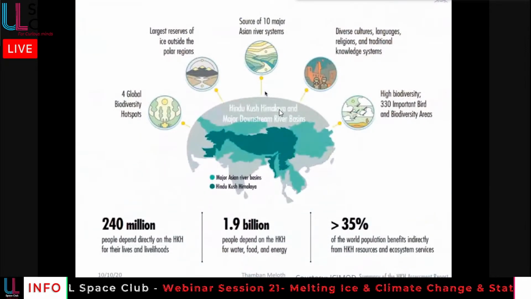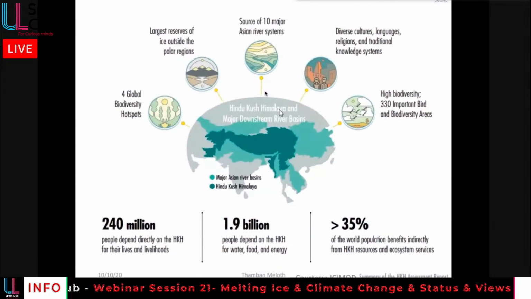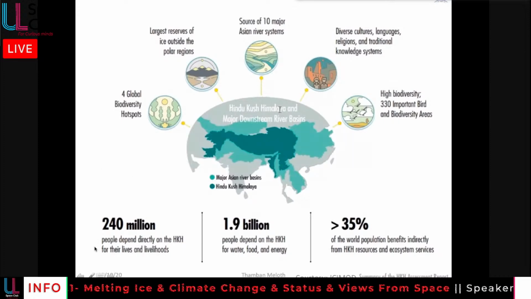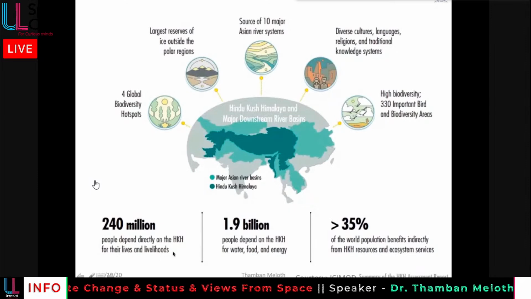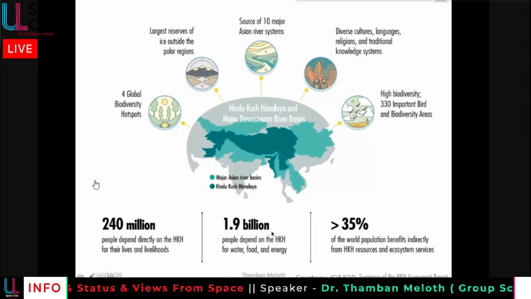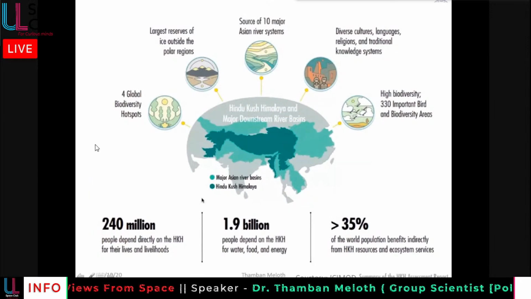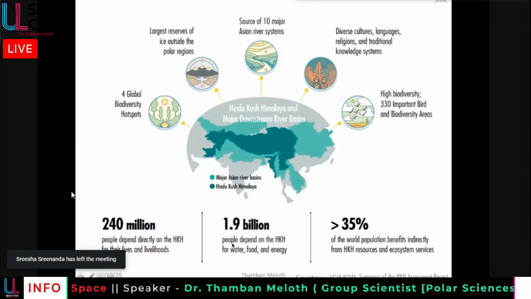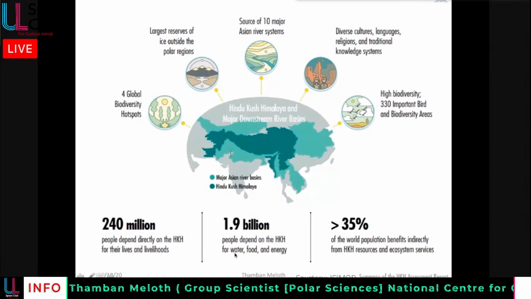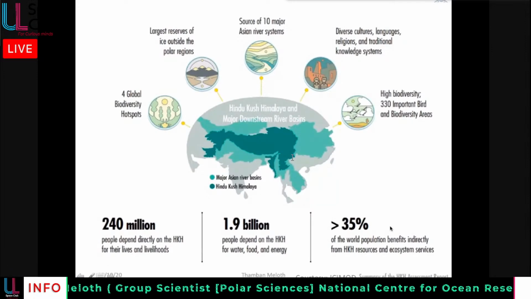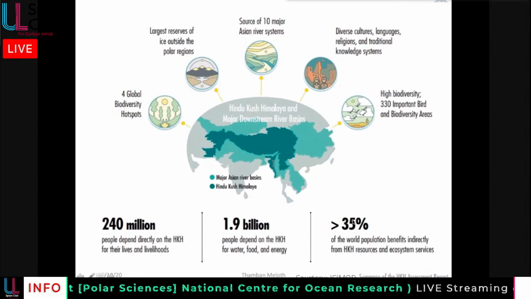When you look at the importance of this Hindu Kush Himalaya, you will be really surprised how important it could be. Nearly 250 million people depend directly on this Himalayan region for their lives and livelihoods. But if you look at direct and indirect dependency, nearly 2 billion people depend on this region for water, food, and energy. And more than 35% of the world's population benefits indirectly from its resources and ecosystem services.